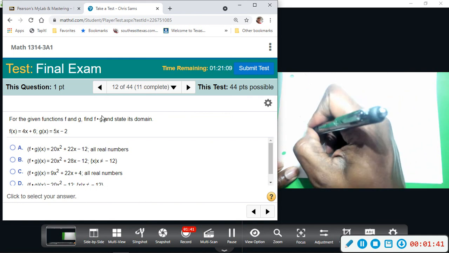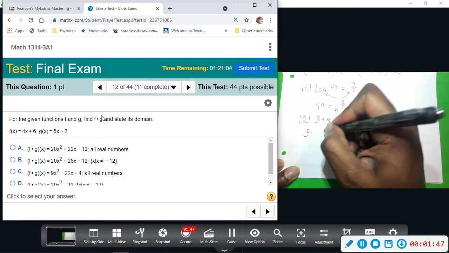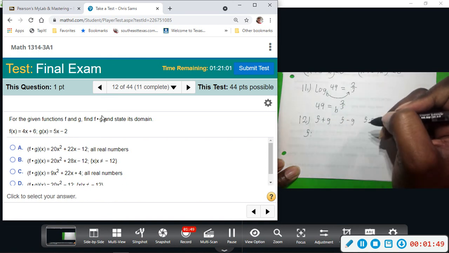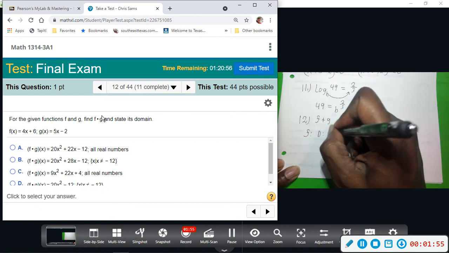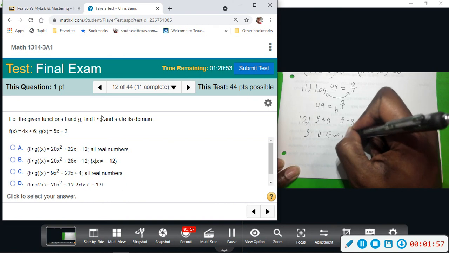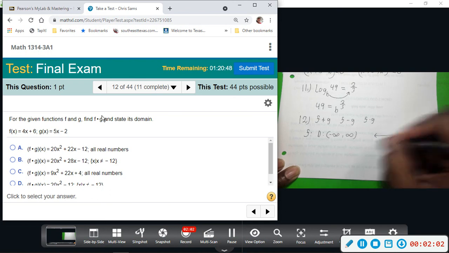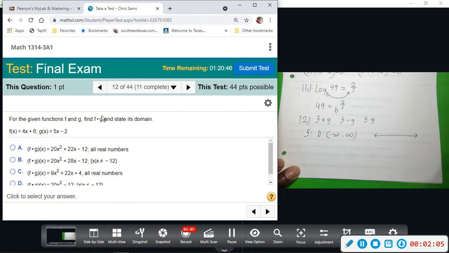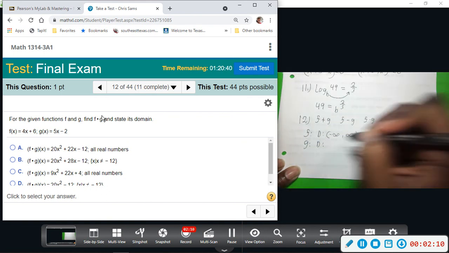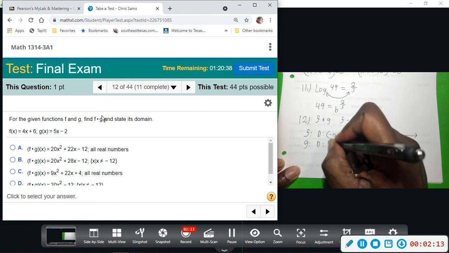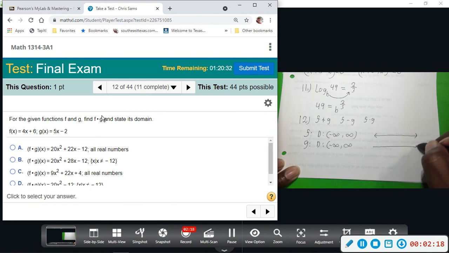So f would have a domain of all real. It's a linear equation. There's no fractions in 4x plus 6, no square roots, no logarithms. So your domain would be negative infinity to positive infinity. So if you had a number line, it would be the whole thing, the whole number line. And then the same thing for g. Okay, so g has no fractions, no square roots, no logarithms. So again, its domain is negative infinity to positive infinity. So again, it would be the whole number line.